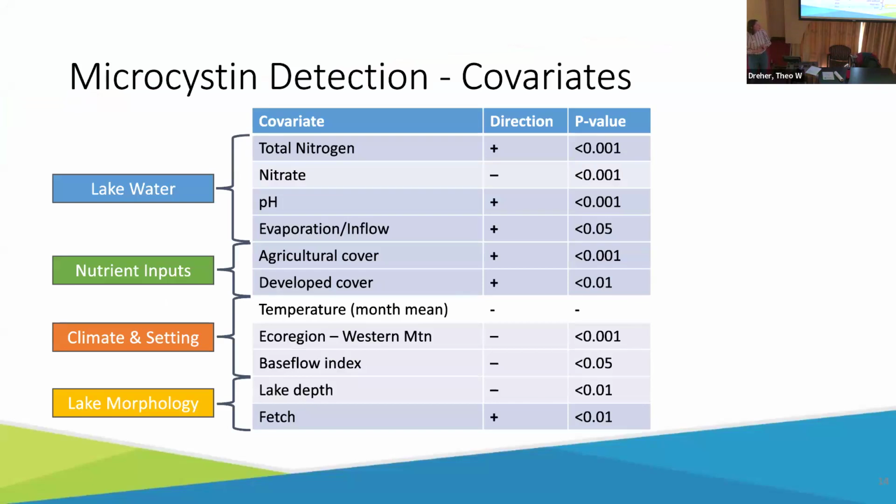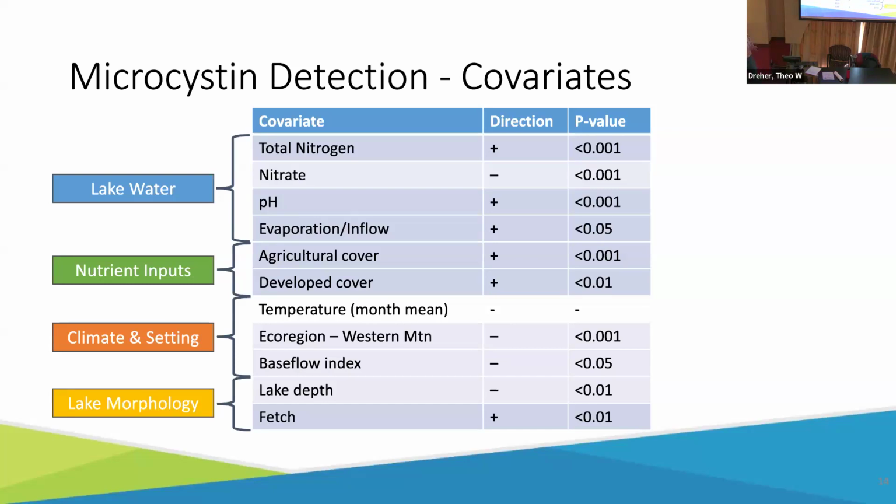You'll see some very familiar things in the top part of this table. So total nitrogen, nitrate, and pH have the same relationship with microcystin detection as we had with cyanobacteria. Now we're looking at the evaporation to inflow ratio, but again, this is a similar metric to just the evaporation on its own. So in situations where you have a lake with a very high degree of evaporation, or a very low amount of inflow coming into the lake, that gives you a higher risk for microcystin detection.